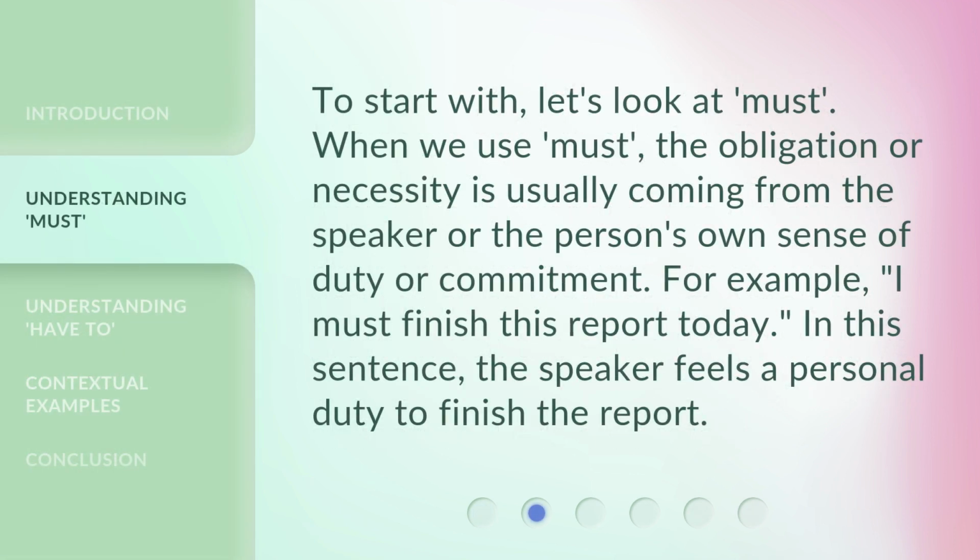To start with, let's look at must. When we use must, the obligation or necessity is usually coming from the speaker or the person's own sense of duty or commitment. For example, I must finish this report today. In this sentence, the speaker feels a personal duty to finish the report.